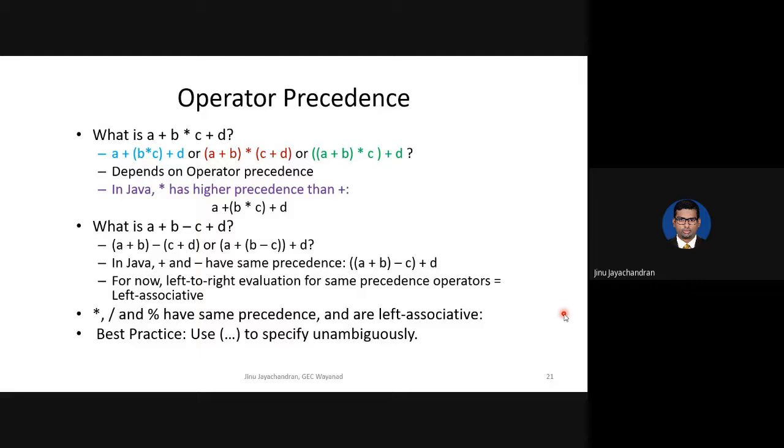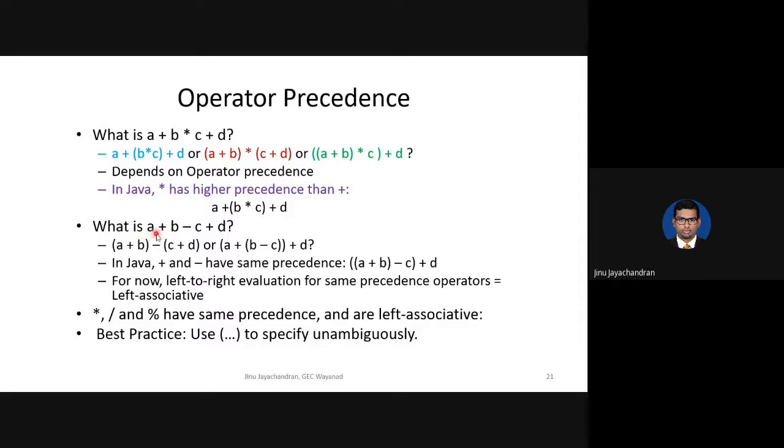Operator precedence is something we have also seen in C++, where if you have something like a plus b into c plus d, then the first thing evaluated is b into c, and then it will be added to d and to a. The precedence of the operator can be controlled by putting brackets. If you do a plus b into c plus d, then you have to put a bracket between a and b and a bracket between c and d. So always the star operator, which is the multiplication operator, has higher precedence than plus.